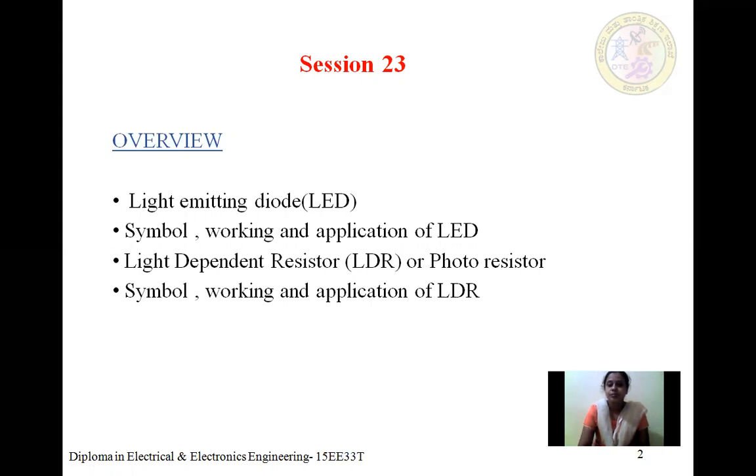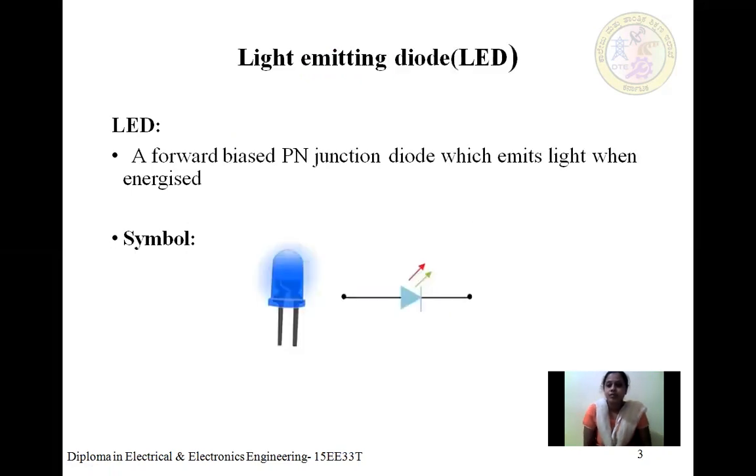The first thing is an LED. LED is a light emitting diode. When a forward biased PN junction diode emits light when energized, we call that an LED. So an LED is a normal PN junction diode. When this diode is forward biased, it emits light. So when it is energized, we call it an LED.